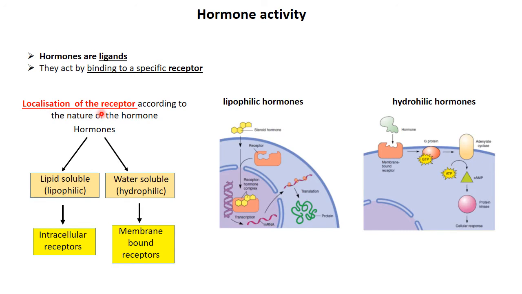So the localization of the receptor depends on the nature of the hormone. Whenever we have a lipophilic hormone, the receptor will be intracellular, can be cytoplasmic or nuclear. And whenever we have a water-soluble hormone, its receptor will be on the cytoplasmic membrane. So it will be a membrane-bound receptor.